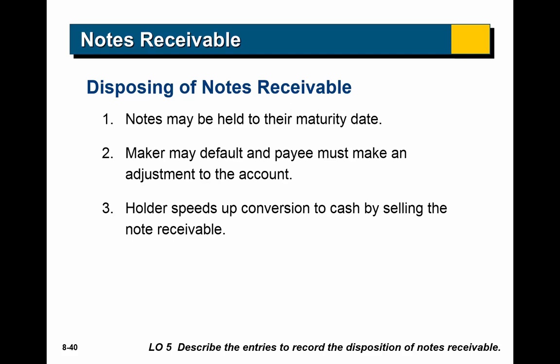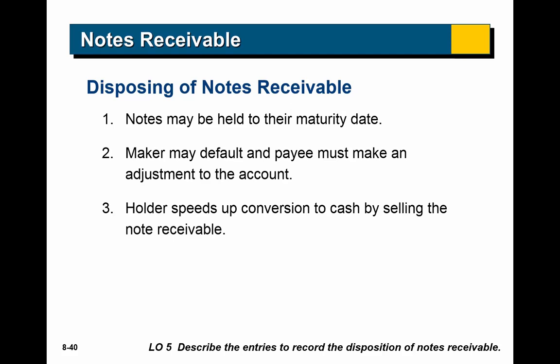Sometimes the maker of the note defaults, and the payee has to make an adjustment. And sometimes the holder of the note speeds up and converts the note to cash by selling it. You can actually take it, because it's an asset that you own, and sell it to somebody else. And there are companies that do that.